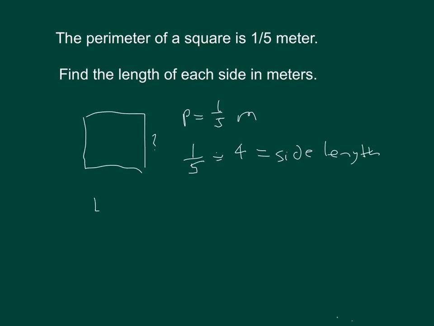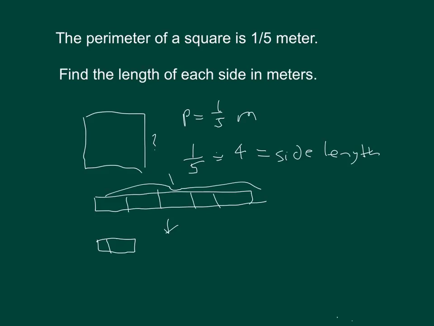Draw a tape diagram to represent what we're doing. Whole thing's 1. We're taking 1/5, and we're dividing that 1/5 by 4. So that's 20ths. 1/5 divided by 4 is equal to 1/20th of a meter. The length of each side is 1/20th of a meter.